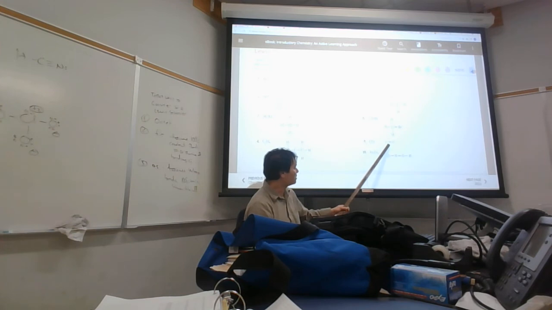How about for carbon monoxide? Does this look like a good structure? No, there's no octet.